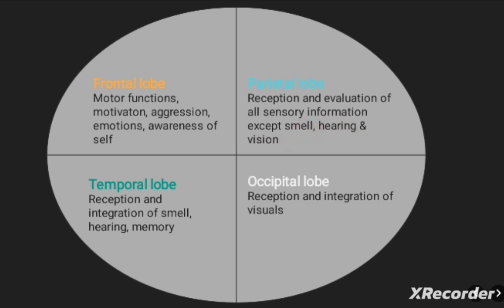And then the temporal lobe. The temporal lobe is near the ear, so it does the reception and integration of smell, hearing and memory. You can remember it like this: it's near the ear, so it does hearing, memory and smell. Then the occipital lobe. This is farthest from the eyes, which is slightly hard to remember. So you can take it that reception and integration of visual information is done by the occipital lobe.